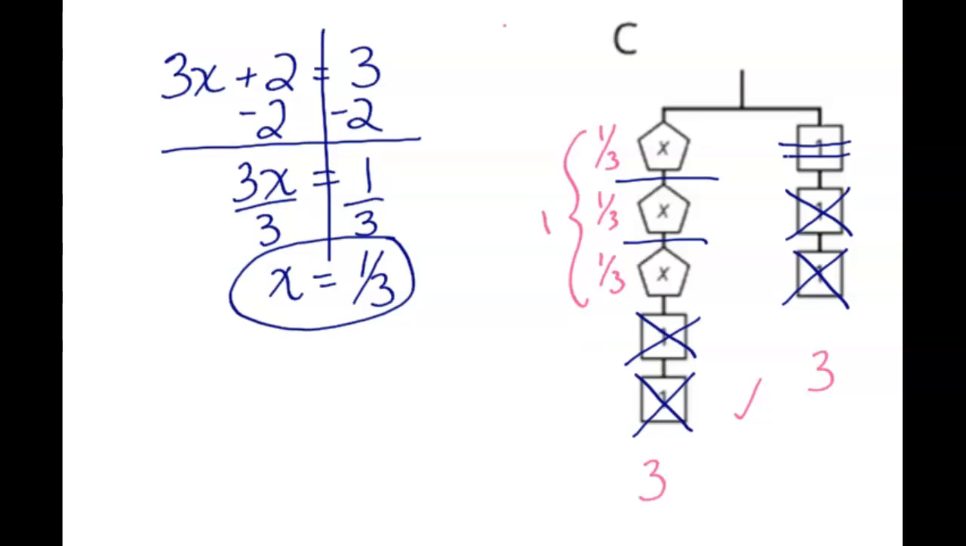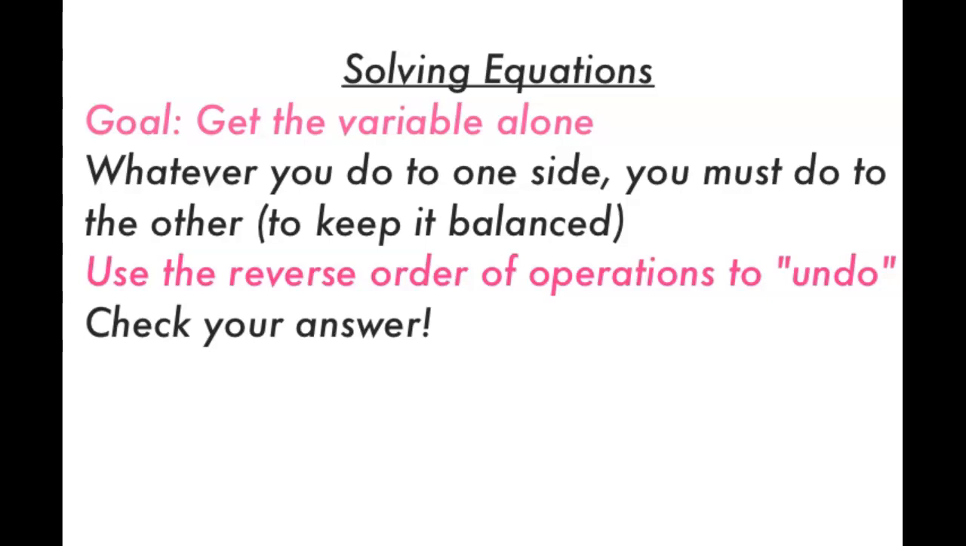All right, so whenever we're solving equations, these are our goals. You're trying to get the variable alone. Whatever you do to one side, you have to do to the other to keep it balanced. We like to use the reverse order of operations to undo, and you always check your answer. We're going to do this over and over again until you get to be an expert at this process.